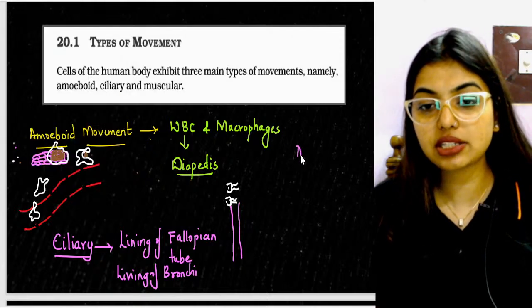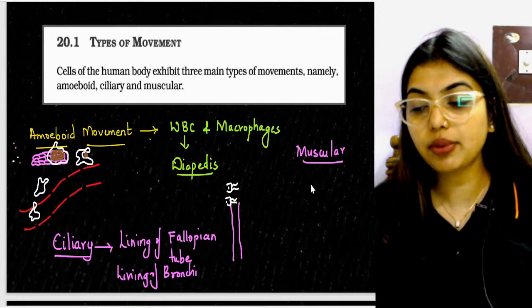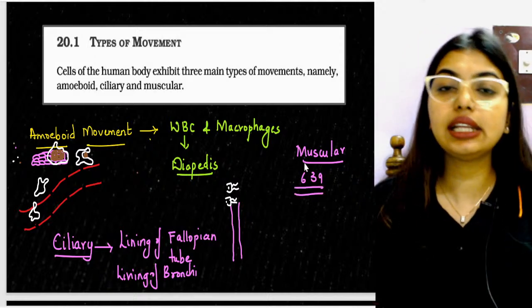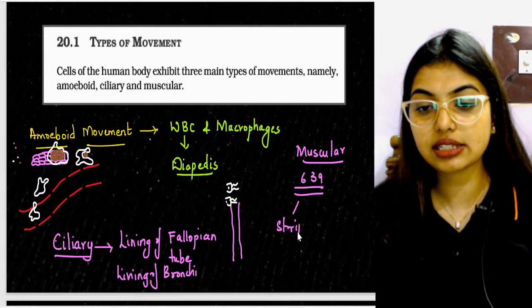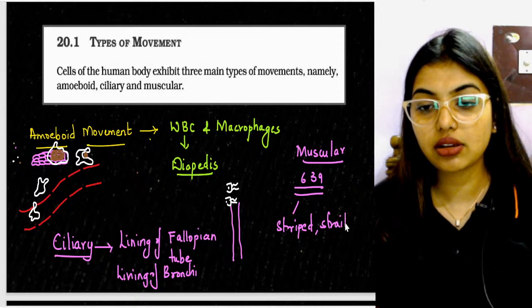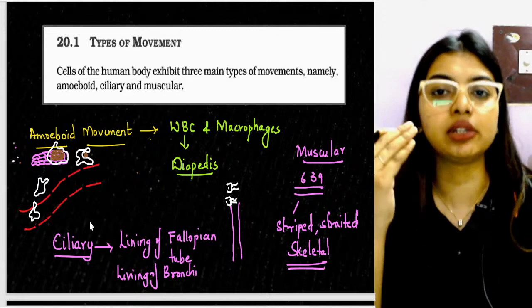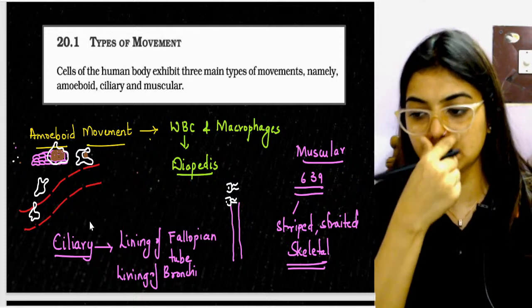Next is going to be muscular movement that we are going to learn in this chapter. Muscular movement, students, how many muscles do we have? Around 639 muscles we have, and among these, some are striped muscle, or we call it striated muscle, or the main word is skeletal muscle. Skeletal muscle is the one which is voluntary, which is going to listen to us. Clear or not?